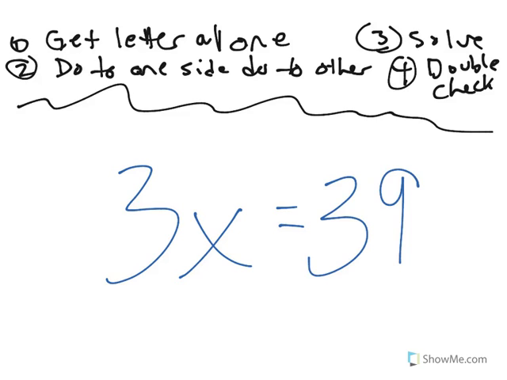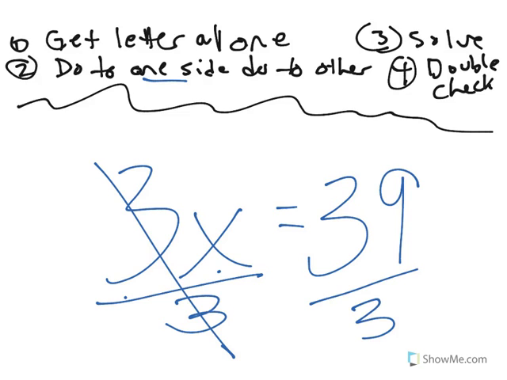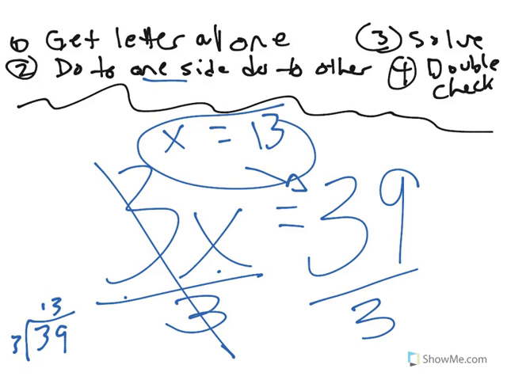Pause and solve. Okay. First thing you need to do, number 1, get the letter alone. So what are we doing to it? We're multiplying x by 3, so we need to do the opposite, which is divide. If we divide one side by 3, we have to do it to the other. So x is alone over here, equal to 39 divided by 3. 3 goes in 13 times. So x is equal to 13.